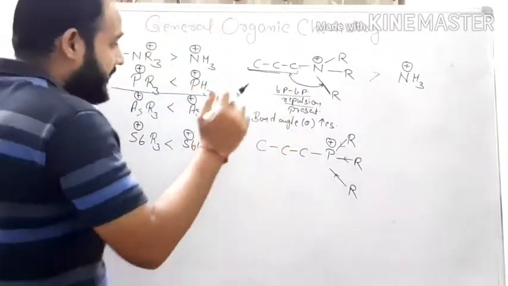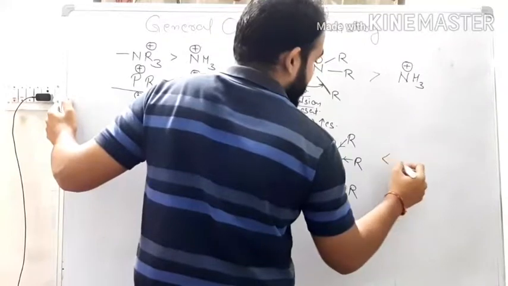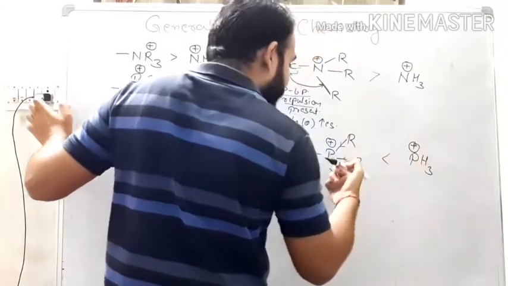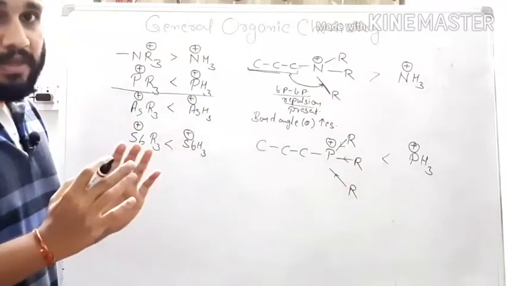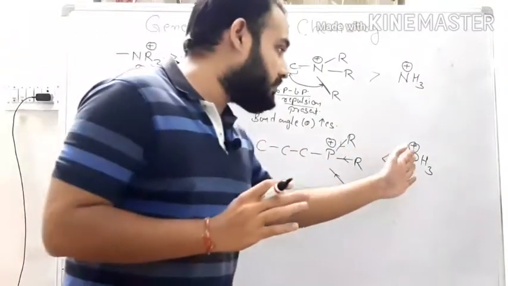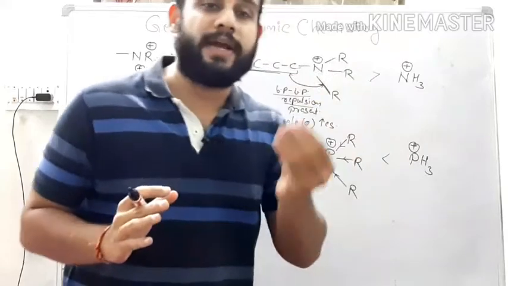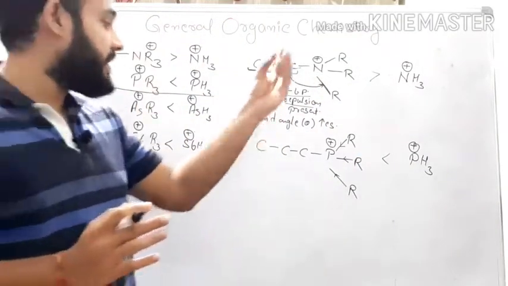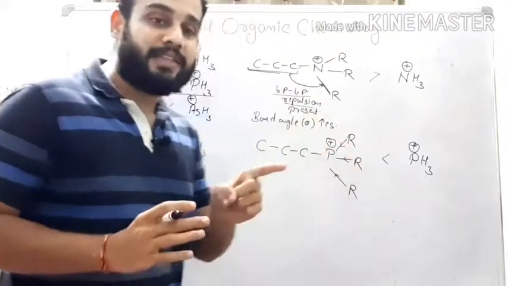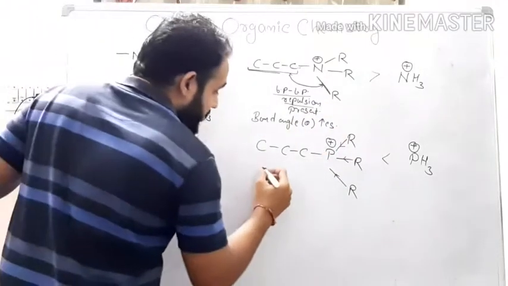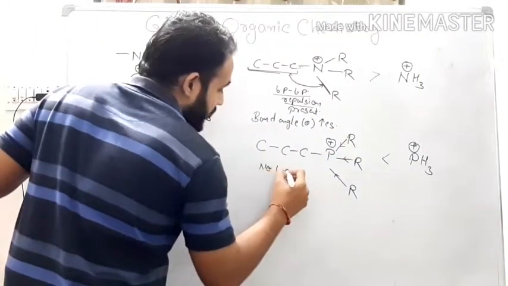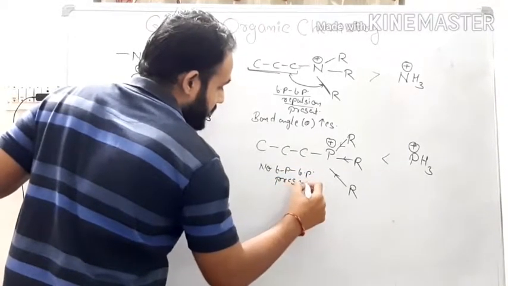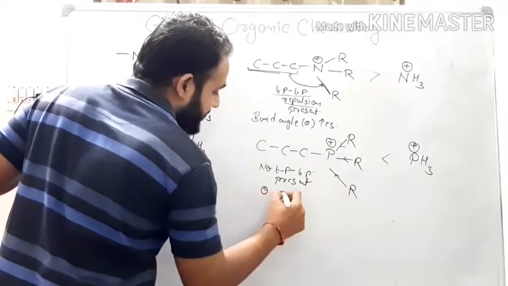Compare then your PH3, in which there are no alkyl groups present. So here the electropositivity of phosphorus will be maintained and it can show the higher minus I character compared to PR3. Understand? So here no bond pair repulsion is present, so theta will remain the same.